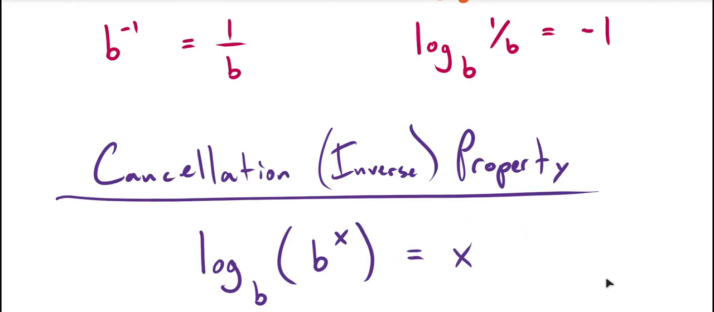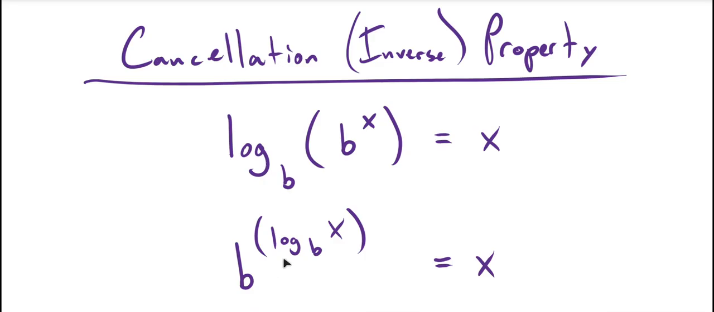Now, all of these last properties are actually special cases of one cancellation property. And this cancellation property exists precisely because logs and exponents are inverses of each other, and inverses cancel to give you the original argument. So if you take log base b of b to the power of something, you just get that something back.